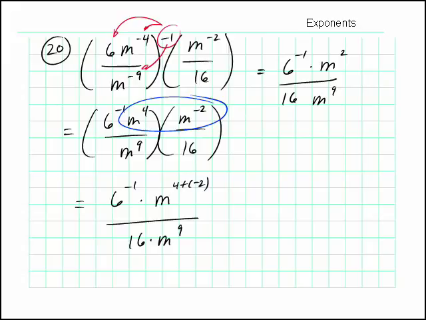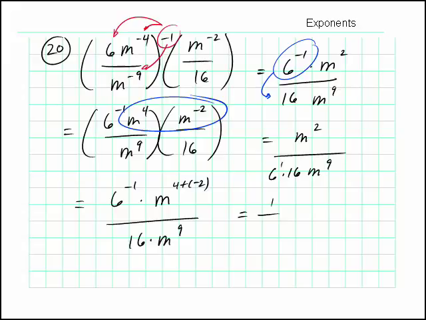Okay, now to make that 6 to the negative 1 have a positive exponent, I have to move this to the denominator. And so this becomes now m squared over 6 to the 1st times 16 m to the 9th. And 6 times 16 is 96.